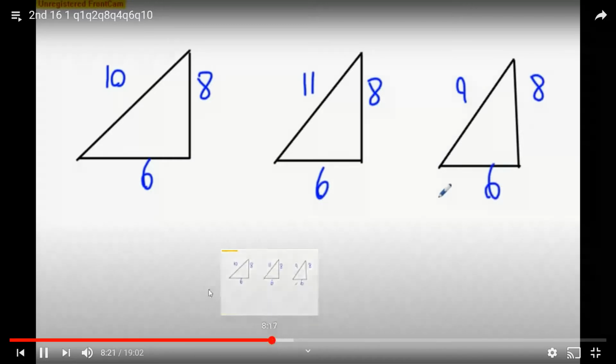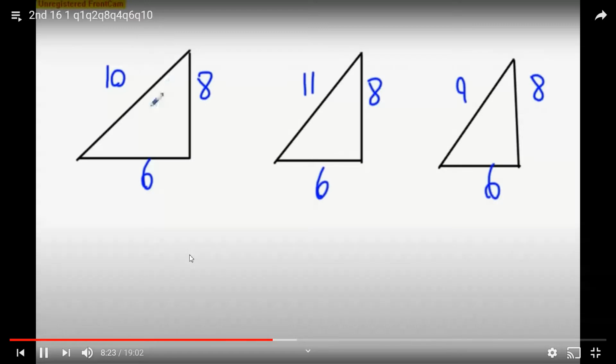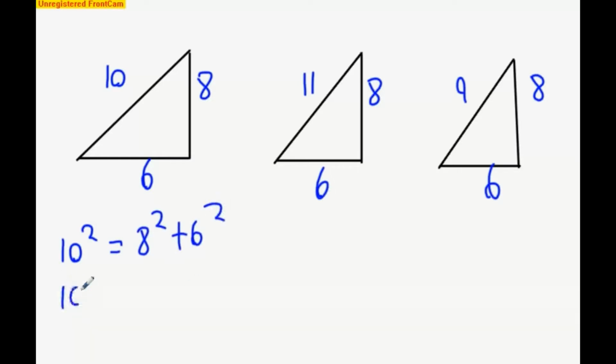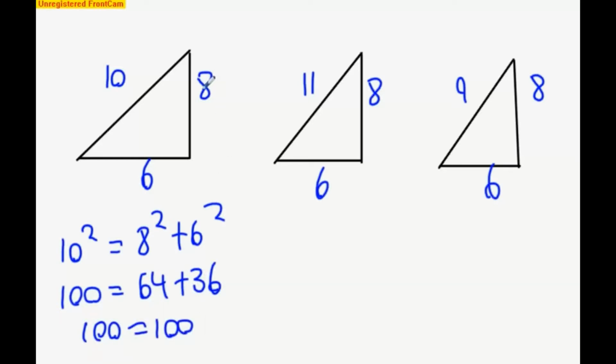Okay, now all of these can't be a right angle triangle. In right angle triangles, the hypotenuse squared, the longest side squared, has to equal the other 2 sides squared and added together. So in the first triangle, 10 squared is the longest. It has to equal 8 squared plus 6 squared. Check your calculator out and you get 64 plus 36, which means 100 equals 100. This means the triangle with 10, 8, and 6 is in fact a right angled triangle. The next one we have is 11, 8, and 6.